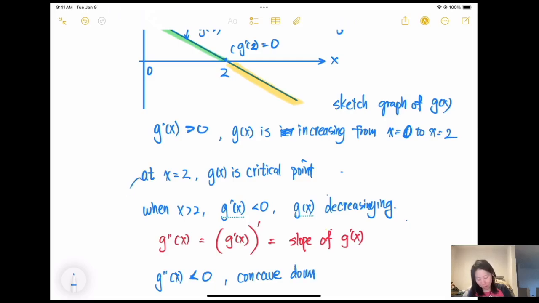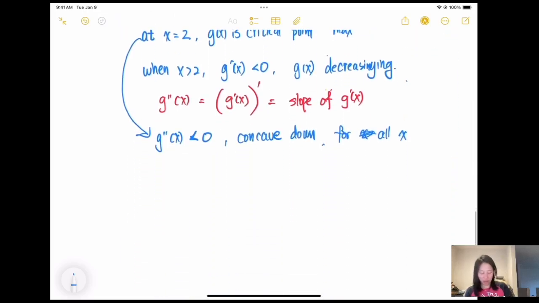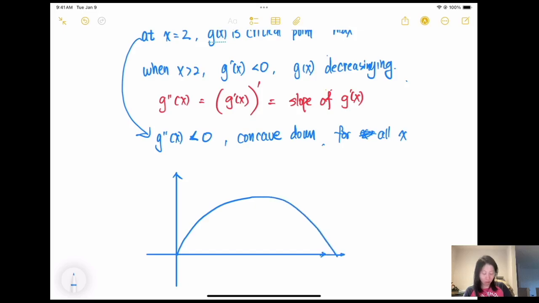Well, now get back to that critical point. G double prime of x is going to be concave down for all x, so no matter what x is. So that means that critical point is going to be a maximum. Now, we can start our graph. So our graph should look like this way. Going up, and then slow down, reach the maximum point, and then go down. So the whole graph is going to be concave down. So that's how you graph it.